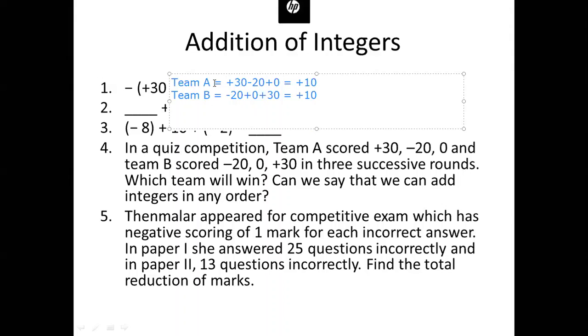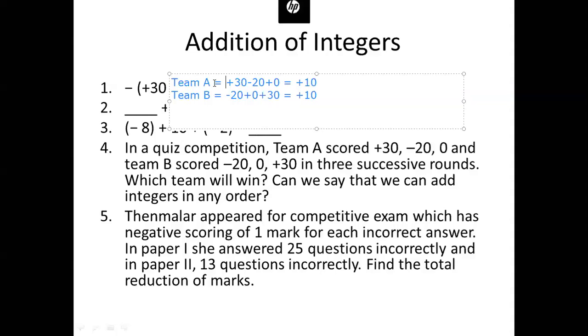And coming to the next question, can we say that we can add integers in any order? Yes, we can say that we can add integers in any order. Remember the third property, which is commutative property. Or you can refer to the previous lesson and tell me what the property is. Maybe that's kind of a homework for you.